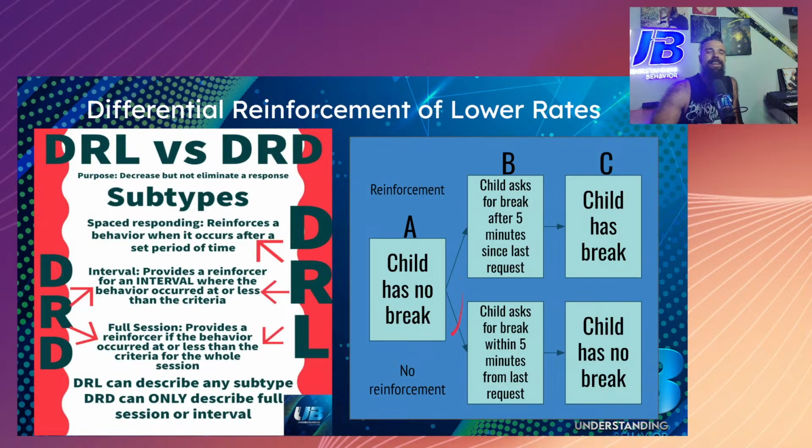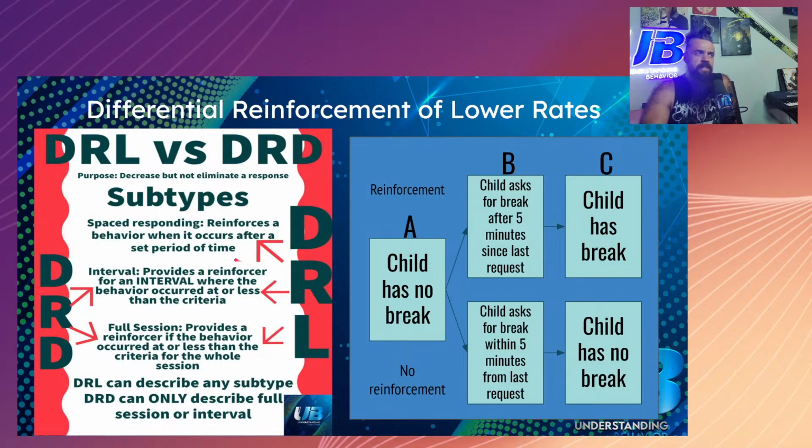Our antecedent here is our child has no break. In our reinforcement condition, we've got the child asks for a break after 5 minutes since their last request, and then the child receives a break. In our extinction procedure, we've got the child asks for a break within 5 minutes from their last request, and the child has no break. So this is going to be our spaced responding DRL.